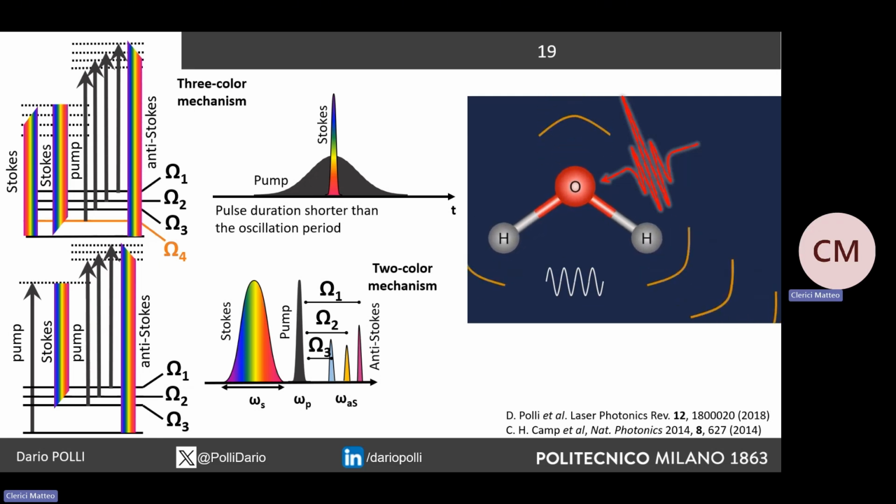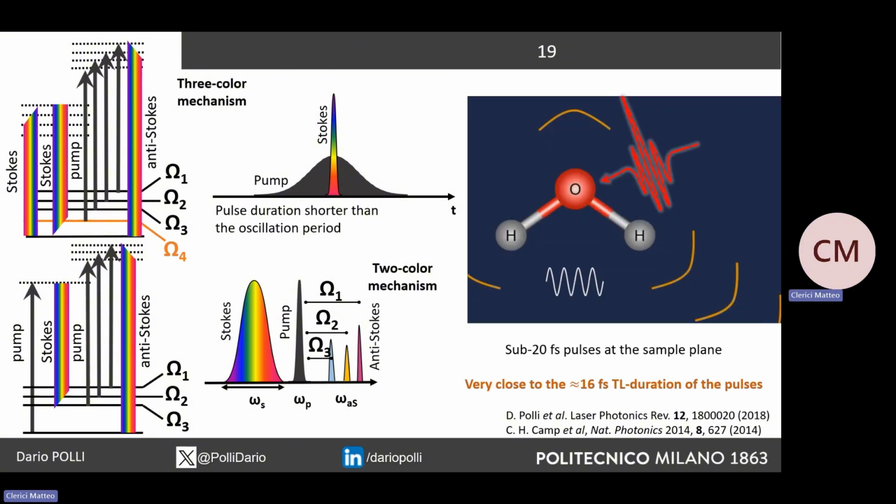So the two interactions with the Stokes will hit the molecule, which is the hammer. Now the pump, which is now narrow band, will do the rest, and you generate now these new CARS photons, which tell you which are the resonance conditions of your sample. In our case, we have about sub-20 femtosecond pulses at the sample plane, very close to the 16 femtoseconds transform limit duration of the pulses.